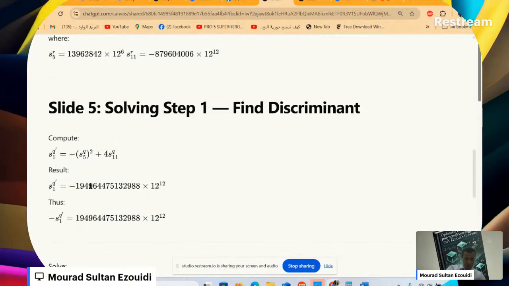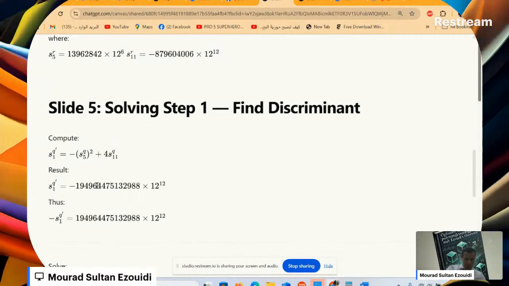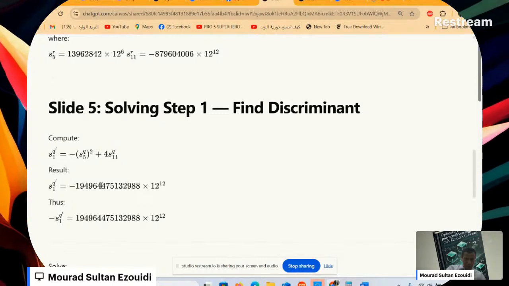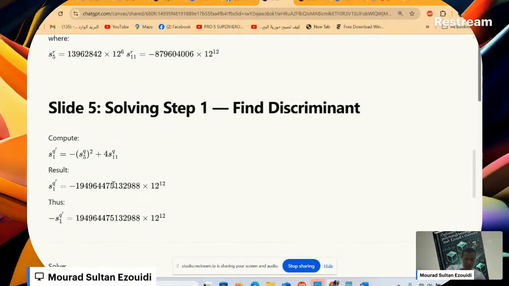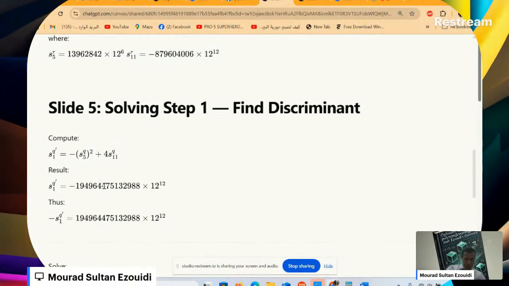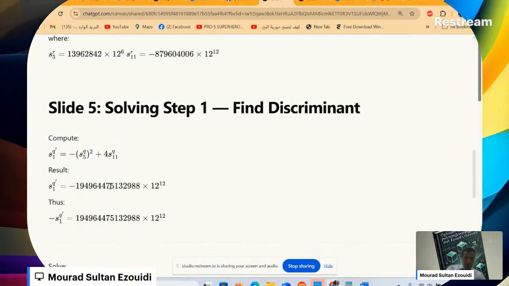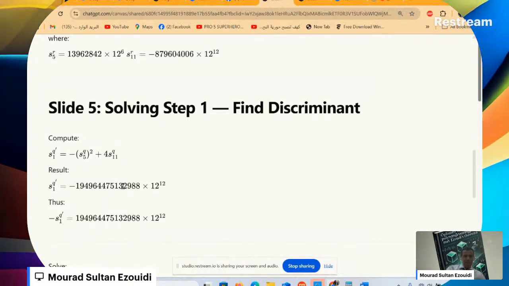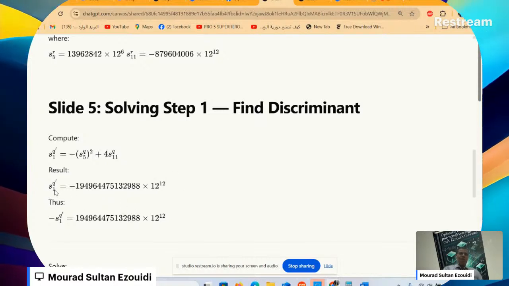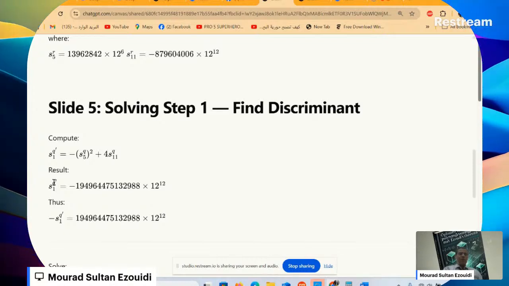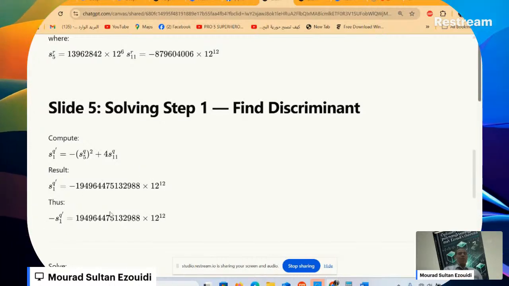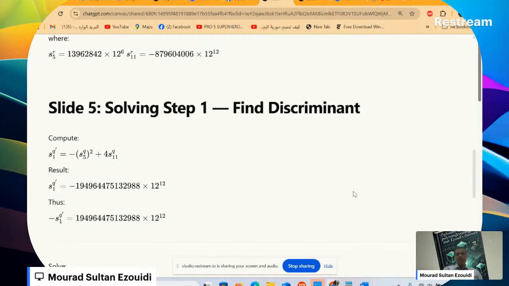964 billion 475, then we have 475,132,988 times 12 raised to the power 12. So this is S1 of order 2 dash. When we transfer this S1 of order 2 dash to the right hand side, it will be negative, so this one will be positive. So the discriminant here is positive.